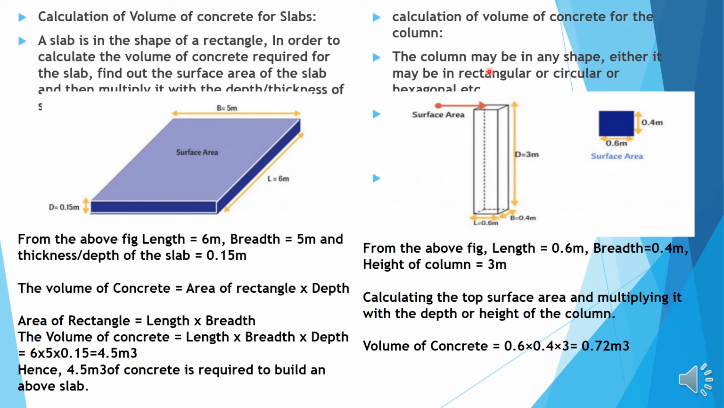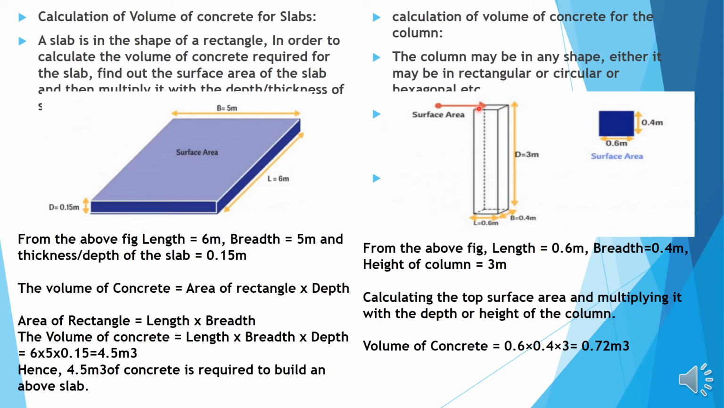Calculation of the volume of concreting for a column. The column may be of any shape. It may be rectangular, circular or horizontal. See, this is the top surface area, this is the depth, this is the length. See what I mean to say, 6 by 0.6 by 0.4.